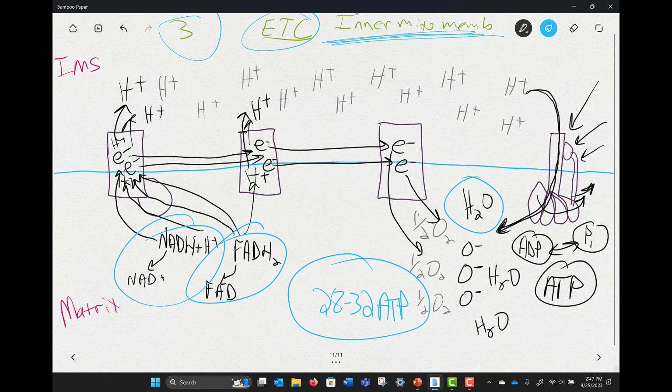We make a bunch of water, and we make 28 to 32 ATP in the electron transport chain. Altogether, different books will give you different values, but it's somewhere in the neighborhood of 38 ATP, give or take, for the entire process from glycolysis all the way through the end of the electron transport chain. So electron transport chain, 28 to 32 ATPs. The whole process of all cellular respiration, around 38 ATP, give or take.